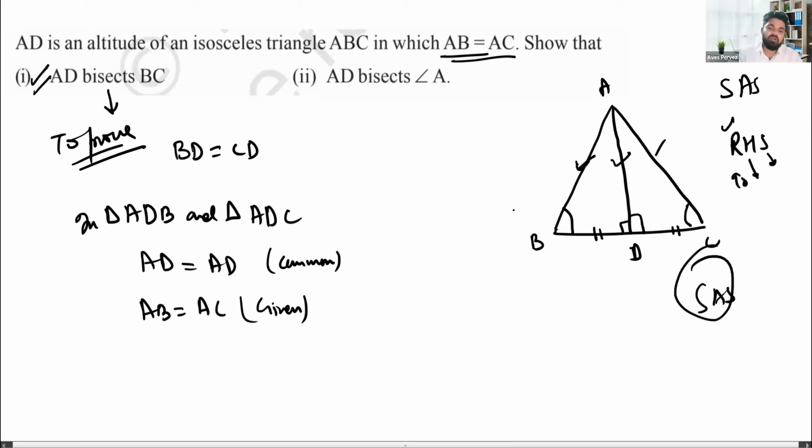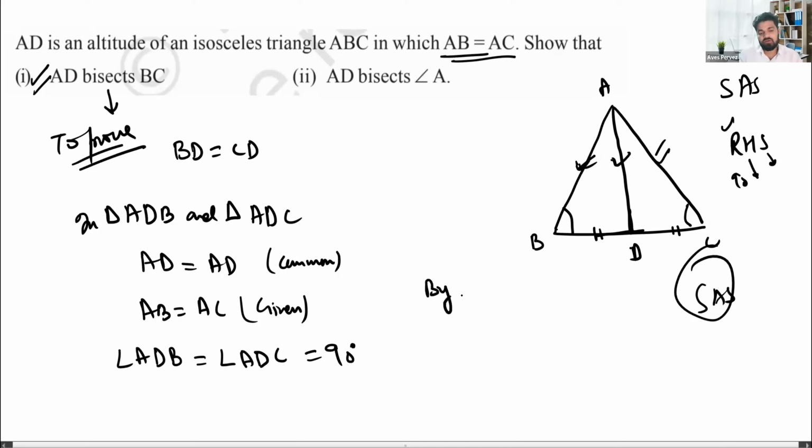So we'll write here, AD is equal to AD, common, means this side is common in both. This side is equal to this side, and this angle, since it is an altitude, is 90 degrees. So we'll write angle ADB is equal to what angle, Rima? ADB is equal to what? ADC. ADB is this, so ADC will be this. And this will be equal to 90 degrees. Got it, Rima? If these two angles are equal, 90 degrees, by which rule will these two triangles be congruent?